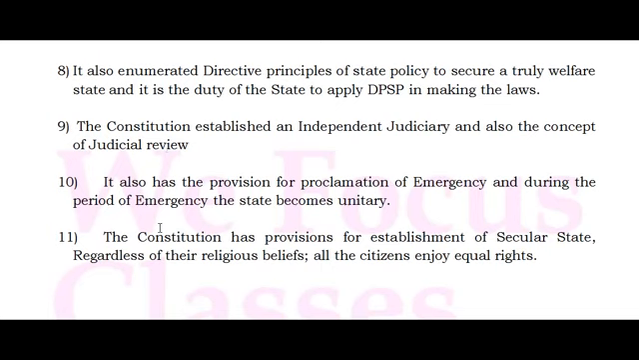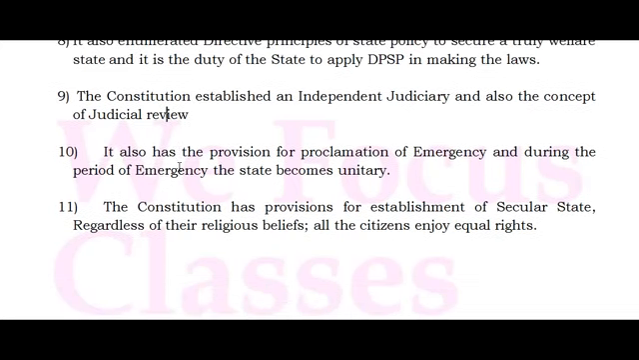The best example you can see is Section 66A of the IT Act, the Information Technology Act. We have seen recently that it was struck down by the Supreme Court. That is what judicial review is.